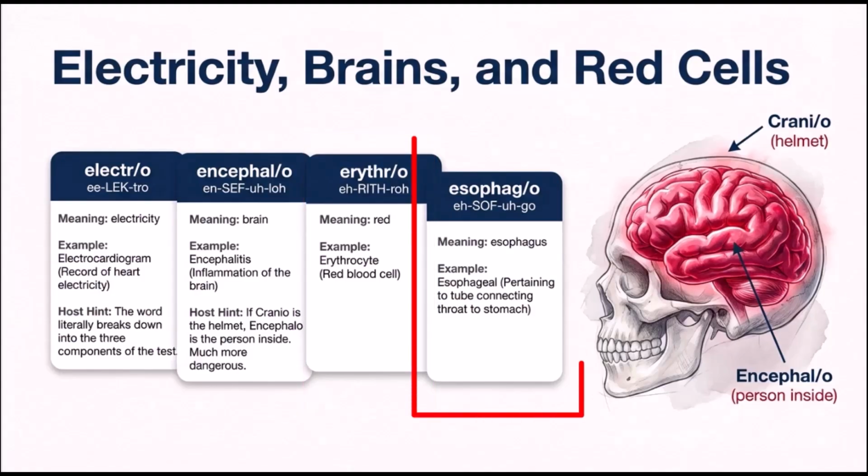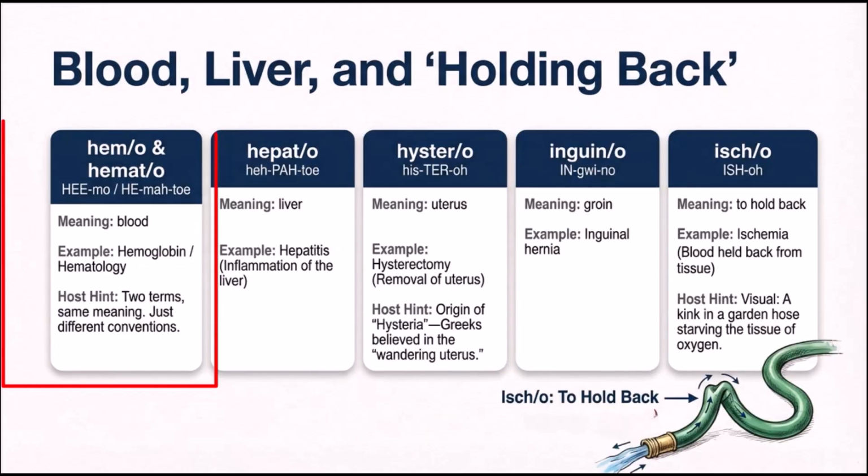Esophago. Esophagus, that tube from your throat down to your stomach. Giving us the adjective esophageal. Right. And another 2 for 1 for blood. Hemo and hemato. Both mean blood. Any reason for 2? Not really, just how the language evolved. You use hemato in hematology, the study of blood. You use hemo in hemoglobin. Same meaning, just different conventions.